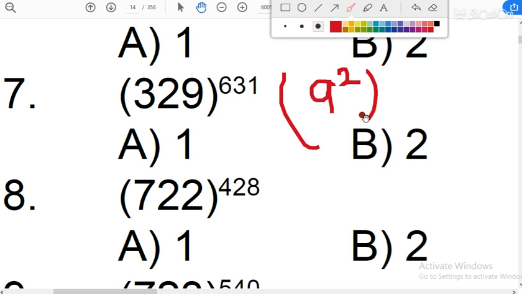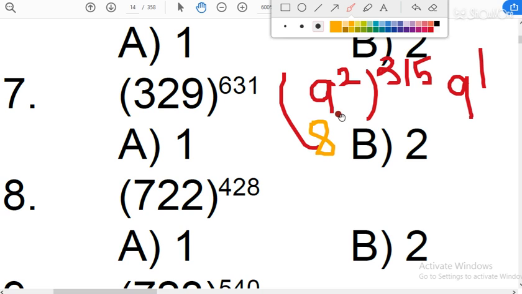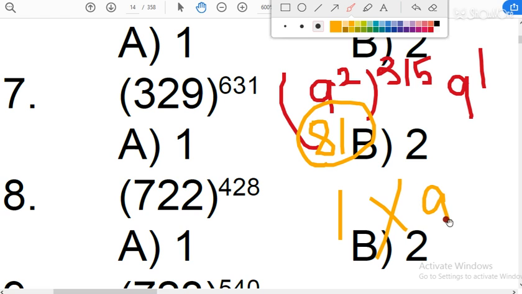So 9 raised to the power 2 is here. Now I have to simplify 360. So it will be 315 into 9 raised to the power 1. Now it will be like you can see it is like 81 raised to the power 315. That means this will give me unit place 1, and I have to multiply 1 with 9. That means it will give me the unit place 9. 9 will be the answer for this question.